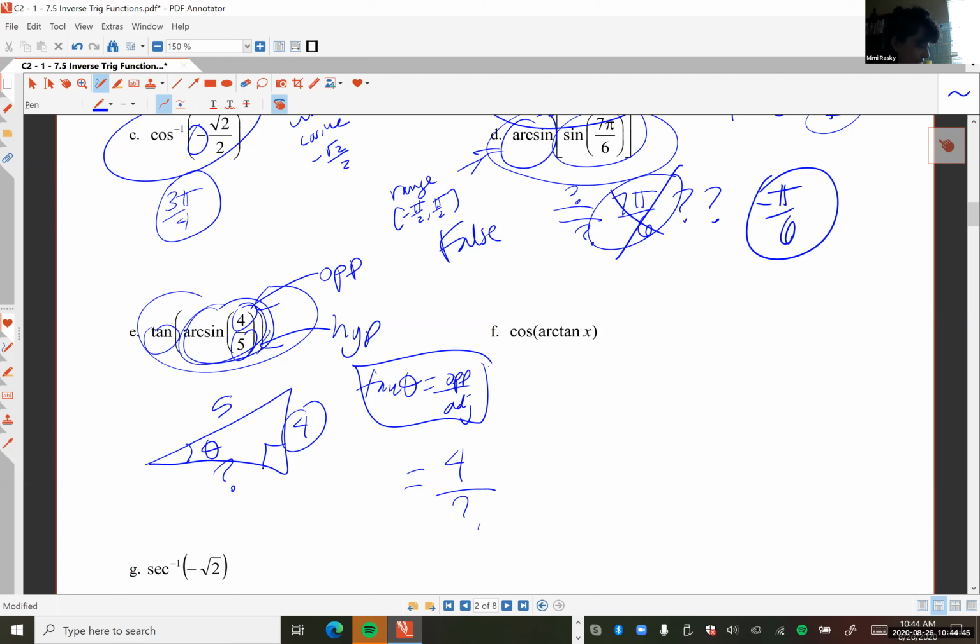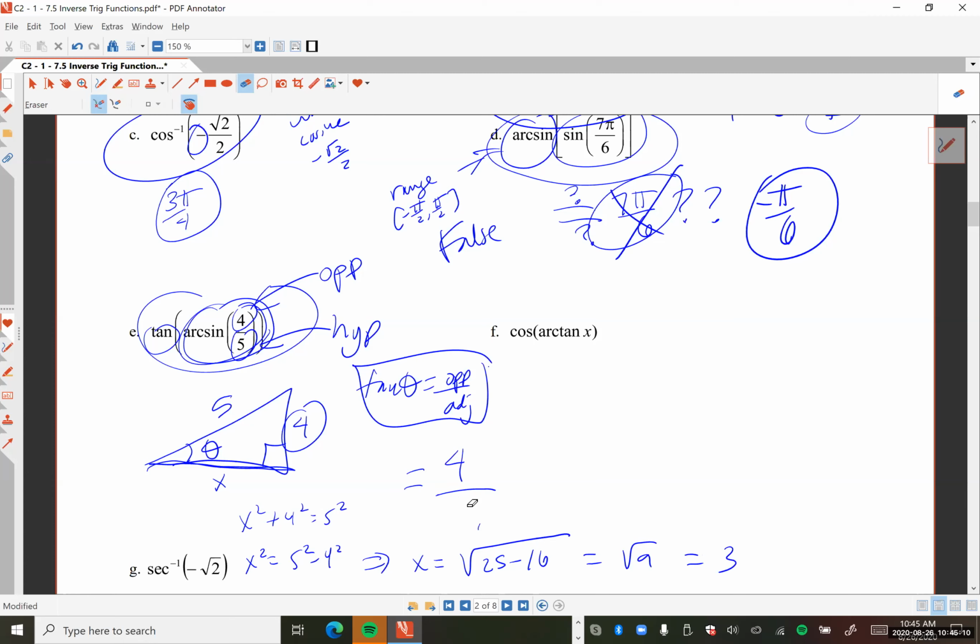Well, the adjacent side length is right here, and you remember from your days of the Pythagorean theorem, I'll just call it x, you know that x squared plus 4 squared is equal to 5 squared, right? So in other words, x squared is 5 squared minus 4 squared. In other words, x is the square root of 25 minus 16, which is 3. Final answer, the tangent of this angle is opposite over adjacent, which is 4/3, and we're done.